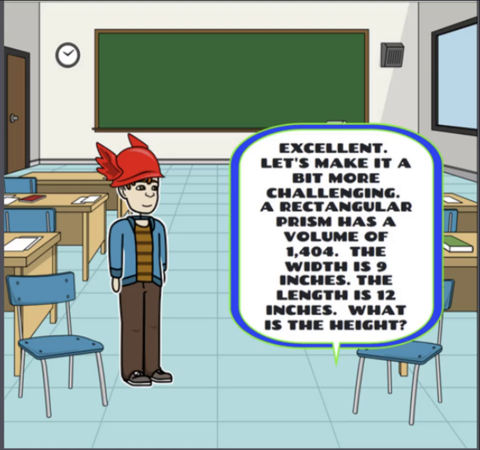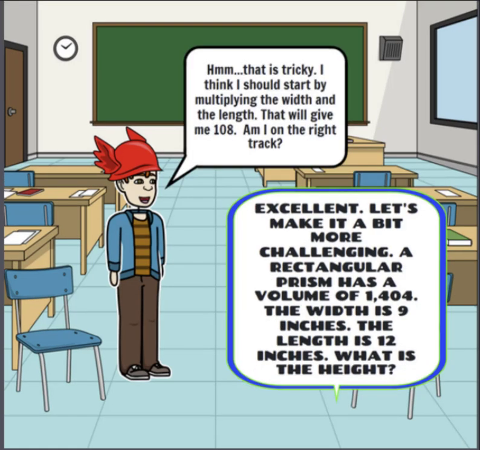Excellent. Let's make it a bit more challenging. A rectangular prism has a volume of 1,404. The width is 9 inches. The length is 12 inches. What is the height? That is tricky. I think I should start by multiplying the width and the length. That will give me 108. Am I on the right track?